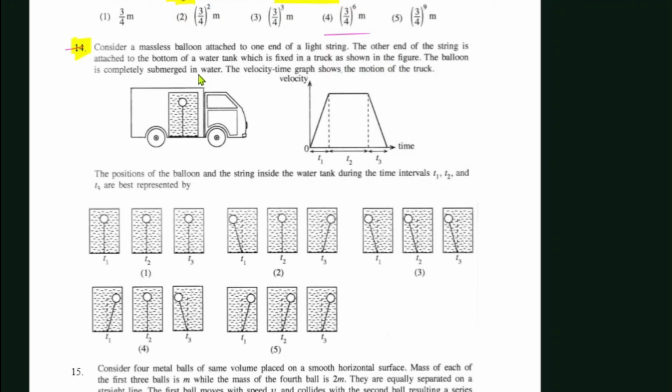The balloon is completely submerged in water. The velocity time graph is shown below. This is the velocity time graph of the truck, right? Initially it's moving with an acceleration 0, since gradient 0 means acceleration 0. Gradient negative means it's a deceleration, right? So this is what happens, all right?